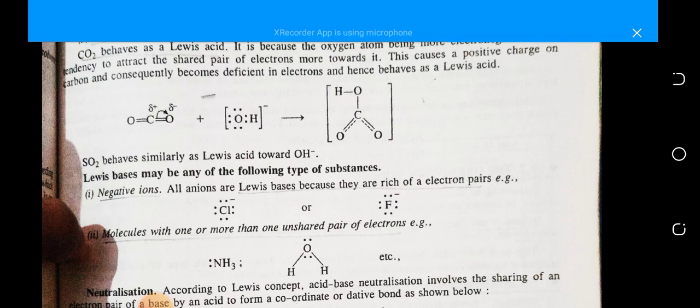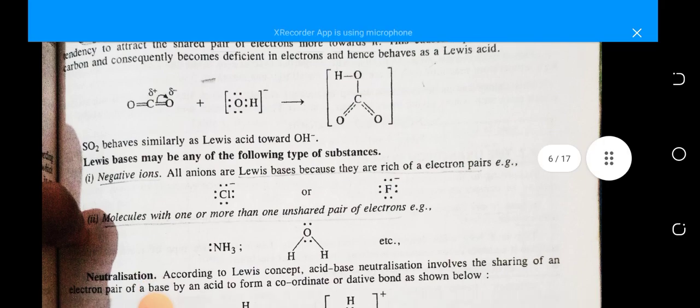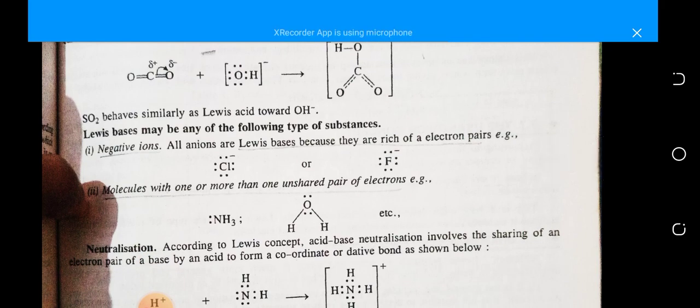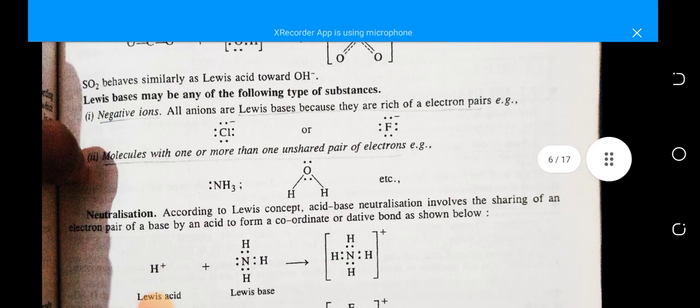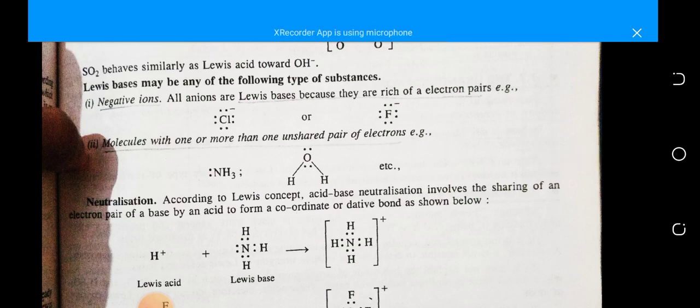Lewis bases may be any of the following types of substances. First, negative ions. All anions are Lewis bases because they are rich in electron pairs. Second, molecules with one or more unshared pairs of electrons.